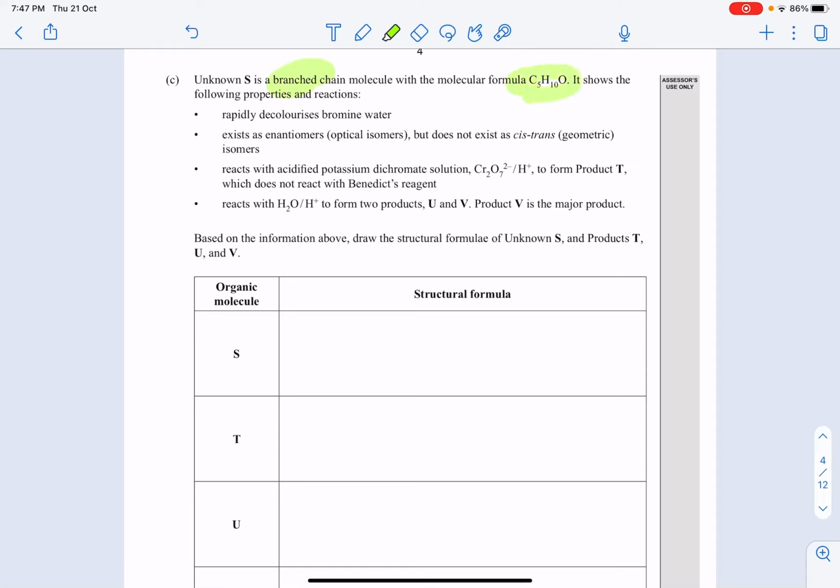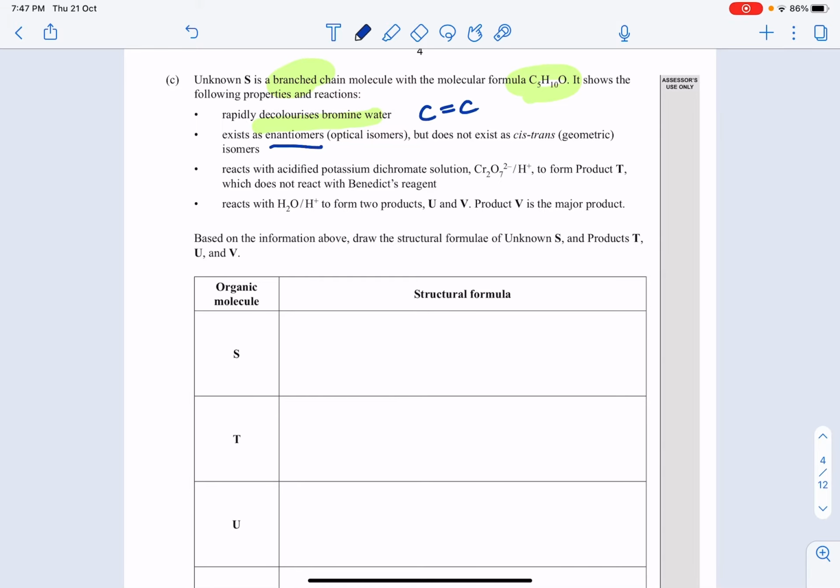Okay, and it has the following properties: rapidly decolorizes bromine water. So among all homologous series that you study, there's one functional group that decolorizes brown bromine, and that will be the double bonded carbon. Now, next, exhibits enantiomers with a chiral carbon center. So we have to be a bit careful here because we do not have enough information to draw the enantiomers yet. So I'm going to leave out bullet 2 first.